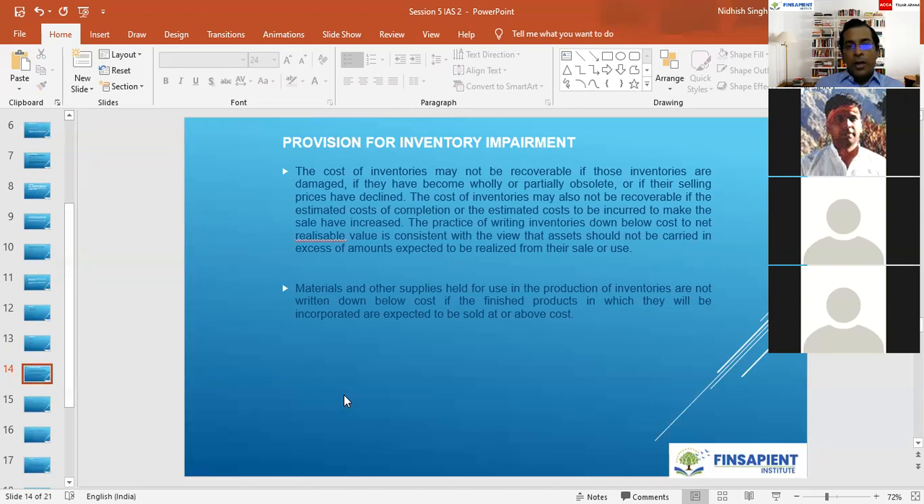Provisions for inventory impairment. Okay, so can the inventory be impaired? Can this be impaired without any further discussion?